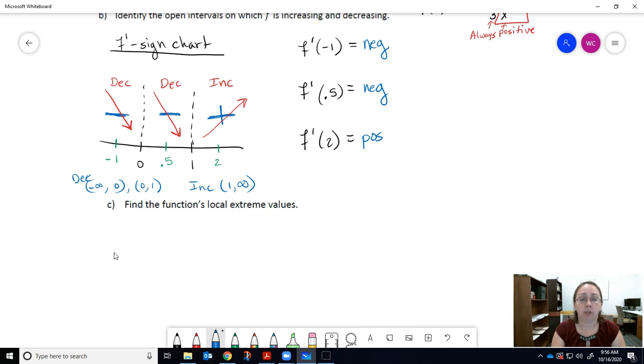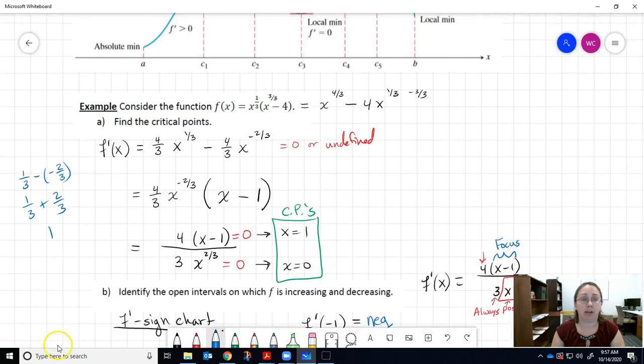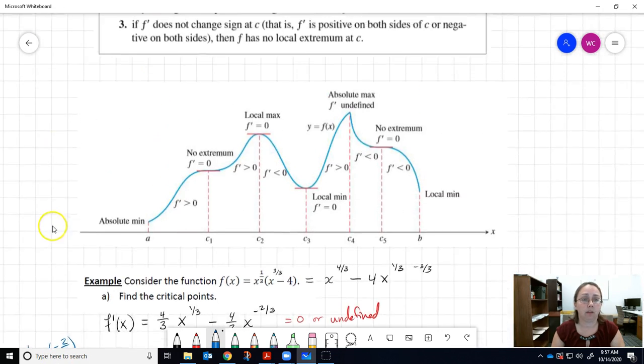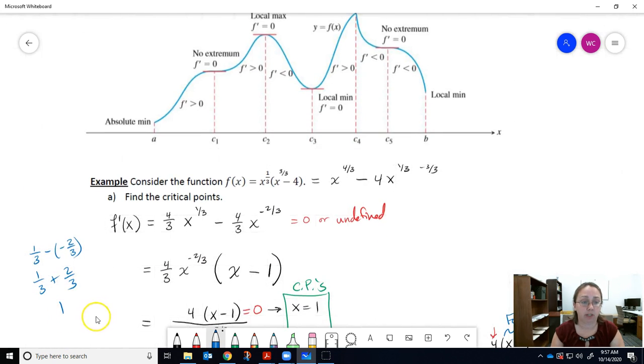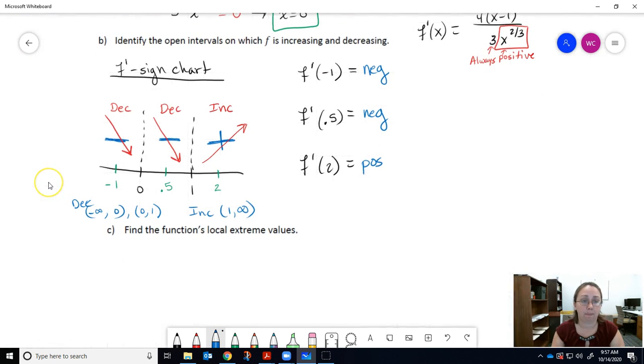Find the function's local extreme values. So this is where the first derivative test comes into play. So let's go back up to that. First derivative test. If your derivative changes signs, then you have a local extreme value. So let's go down here and see if we can do this in the sign chart. Are we changing signs at this first critical point? We're decreasing and then continuing to decrease. So this first critical point is not a local extreme.